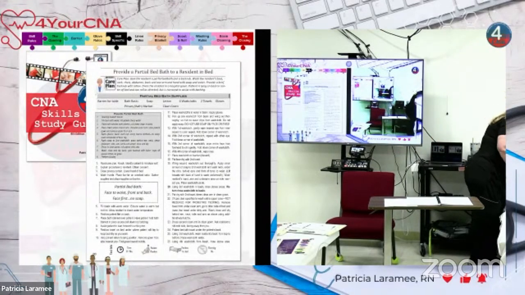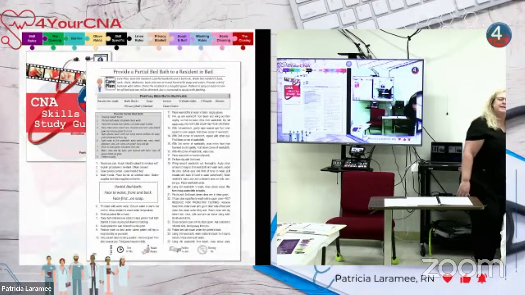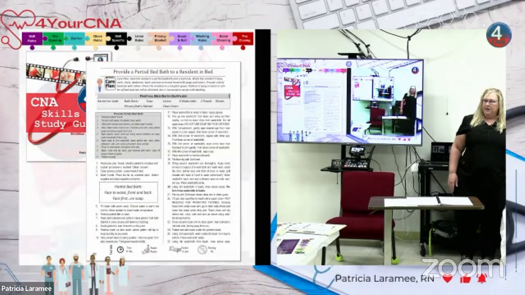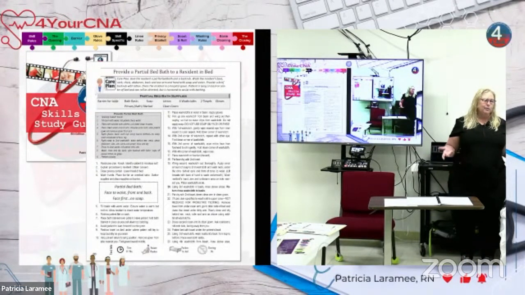So I'm going to scoot the patient toward me and roll them up on their side to wash, rinse, and dry the back. But if I let go of the mannequin, she's going to come back. So that doesn't really help.